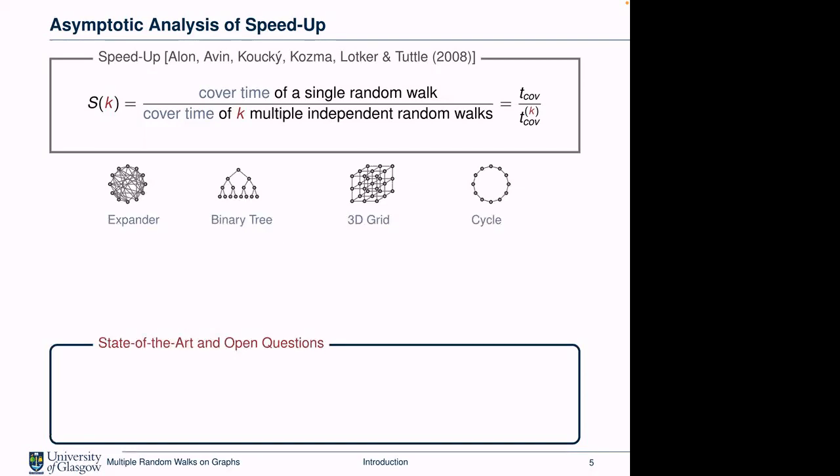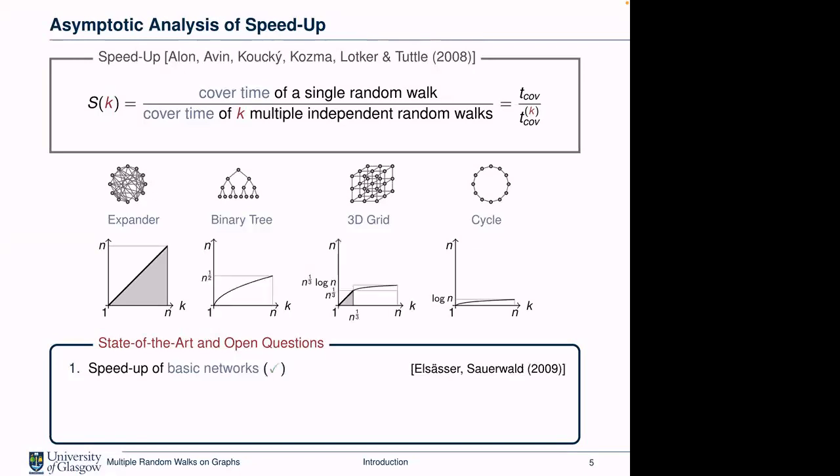Well, you might think it's actually just linear all the time. So provided k is not too large, so the number of walks is not too great, you do actually have a linear speed up on expanders. However, for the cycle, it's a different story. And actually the speed up is logarithmic in k. Okay, so you see there's something a bit more interesting going on here. And actually for the binary tree, you get this interesting kind of square root k growth of the speed up.